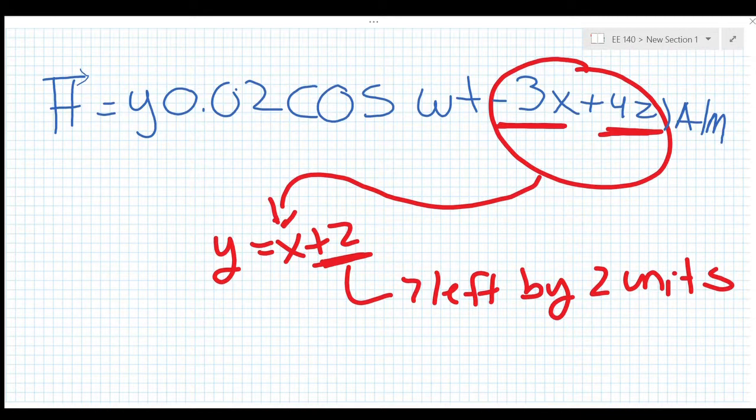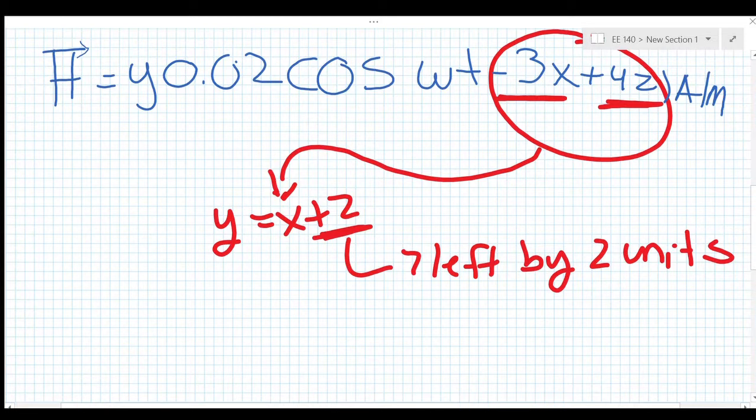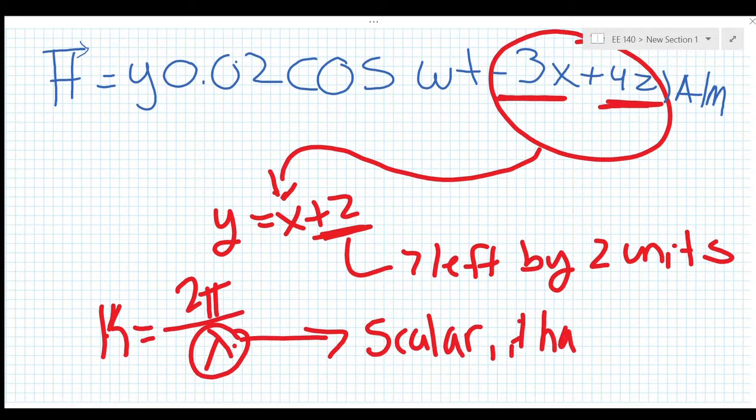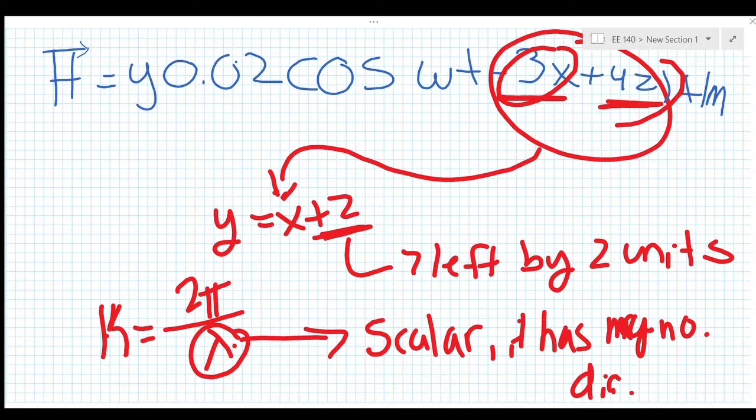The next thing is describing why we don't have hats on that portion, and that's because k, which is the wave number, is equal to 2 pi over lambda. Lambda is a wavelength, so it's a scalar. It has magnitude but no direction, so there are no hats on these. And k, the wave number, is what we describe here.